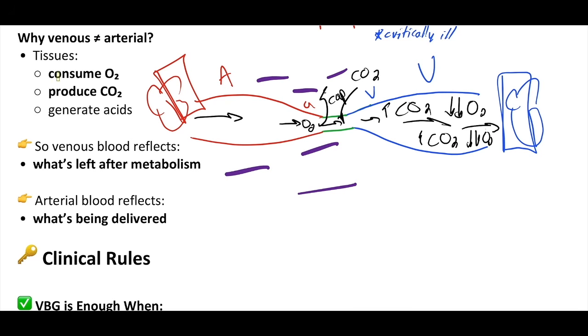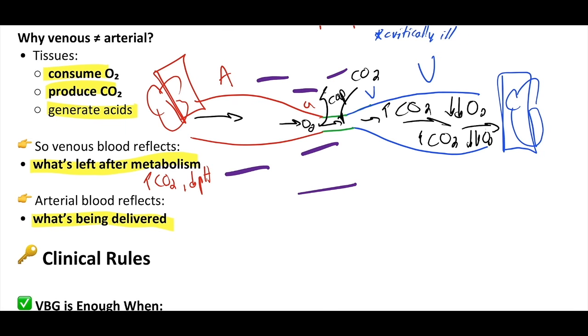So the tissues consume oxygen, produce carbon dioxide, generate acids. So the venous blood reflects what's left after metabolism, which is why, as we said, the CO2 is going to be higher in the venous blood. The pH is going to be lower in the venous blood. The arterial blood reflects what's being delivered.